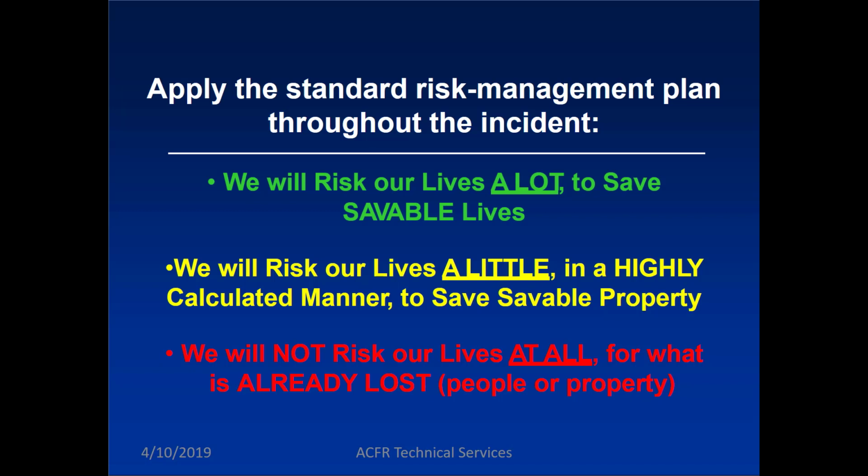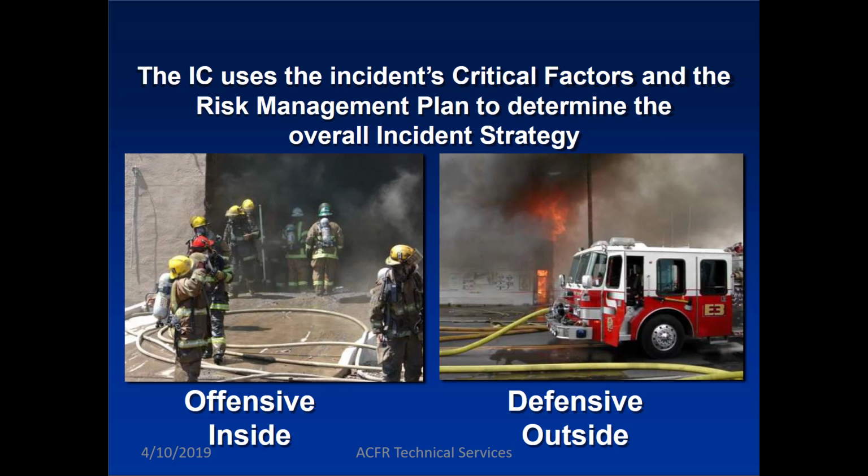And we will not risk our lives at all for what's already lost, people or property. So if we are at that point where it's a defensive strategy, where there's no way that there are survivable people or the property is that far gone, then we do not need to risk our lives at all for what's already lost. We don't need to have firefighters die for rubble and building and things that are going to be torn down anyway. So the IC should use the incident's critical factors in the risk management plan to determine that overall strategy. Is it going to be an offensive or inside fire attack or incident mitigation, or are we going to go defensive in that strategy?